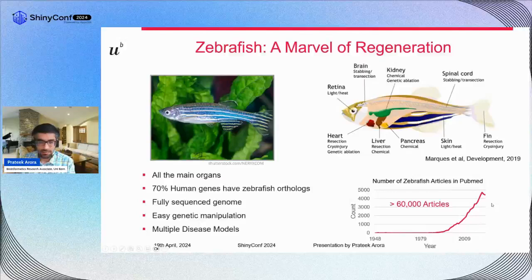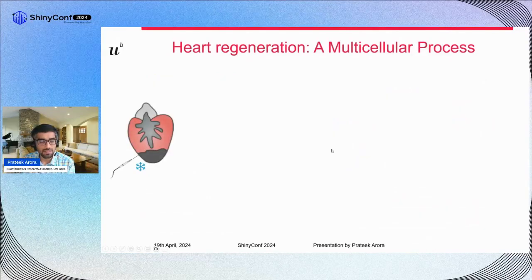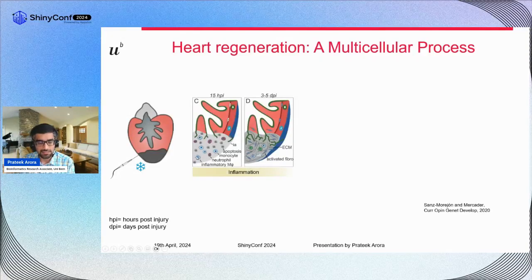But coming back to the topic of our interest today, which is the heart, in which we perform the regeneration study. To perform this regeneration study, we use a cryo-injury model, which means that we freeze a part of the heart, the ventricle of the zebrafish, and within a few days it regenerates. As this injury is performed, you can already see that it causes a lot of damage to the heart. For example, there's first the inflammation stage.